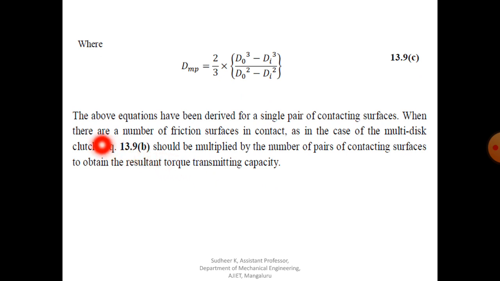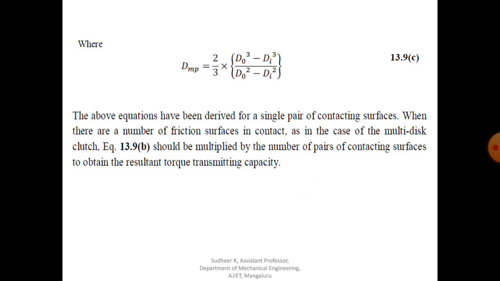You can see here the above equation has been derived for a single pair of contacting surfaces. When there are a number of friction surfaces in contact, as in the case of a multi-disc clutch, equation 13.9b should be multiplied by the number of pairs of contacting surfaces to obtain the resultant torque transmitting capacity. So in the case of multi-plate clutches, there will be more contacting pairs. The pair of contacting surfaces will be more.